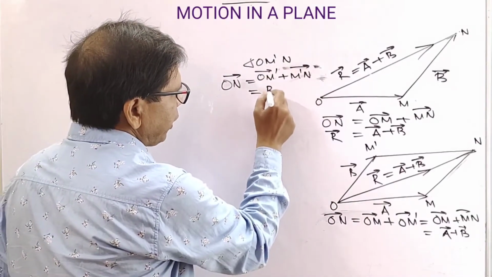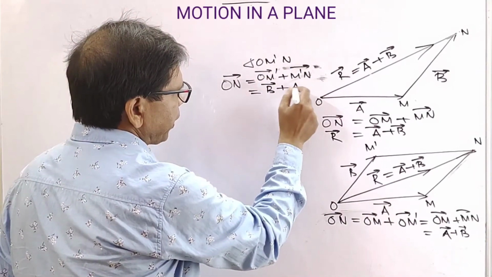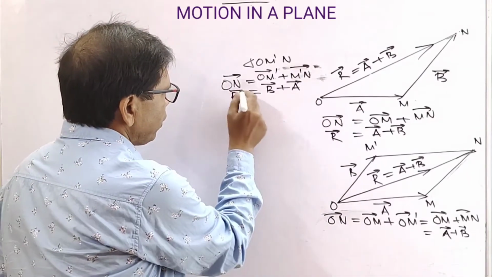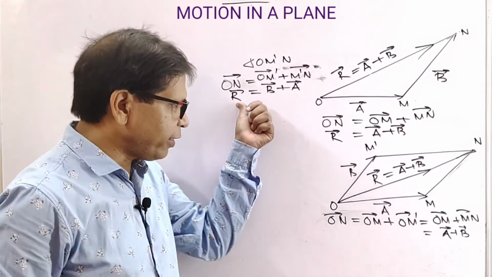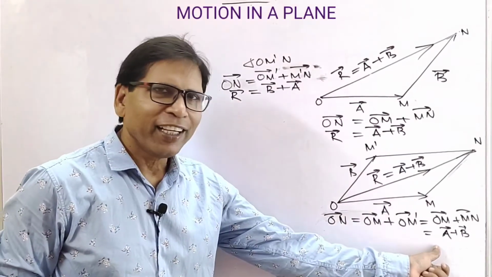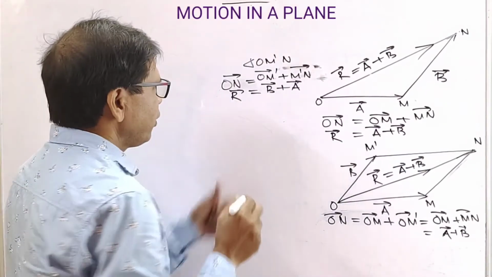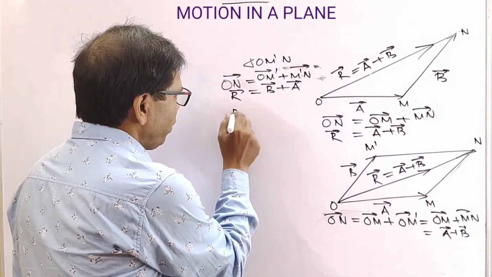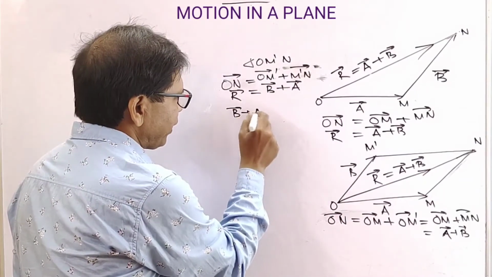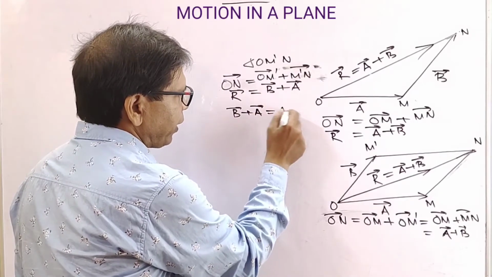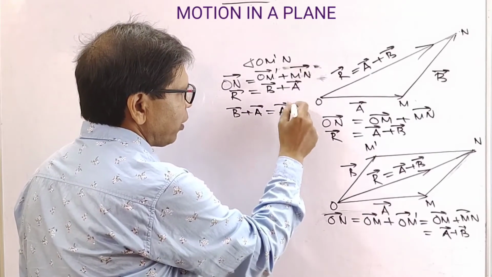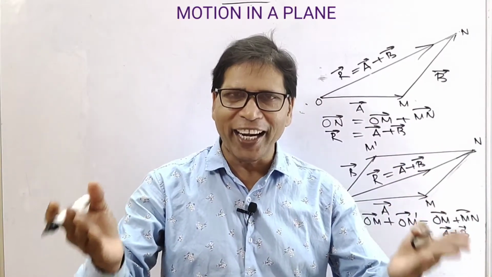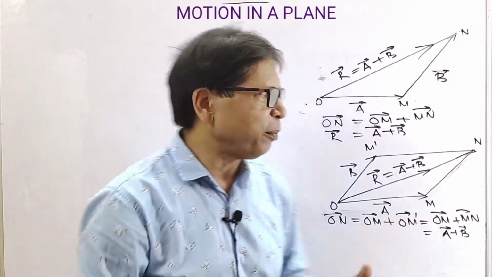So look at this, this is the B vector plus A vector. Now this is the R vector. Therefore, this is equal to this. So B vector plus A vector equals A vector plus B vector. Now we have to calculate the magnitude and direction of the resultant vector.